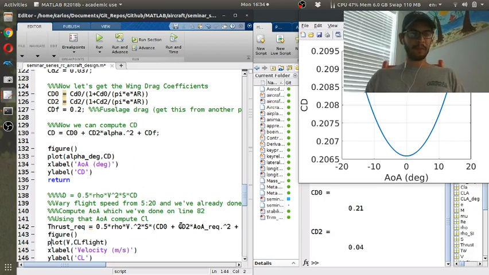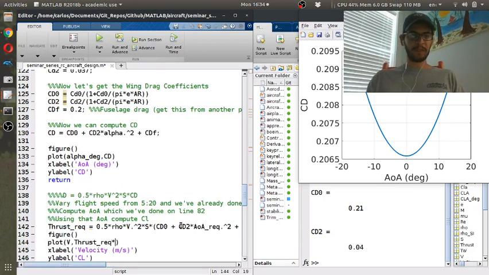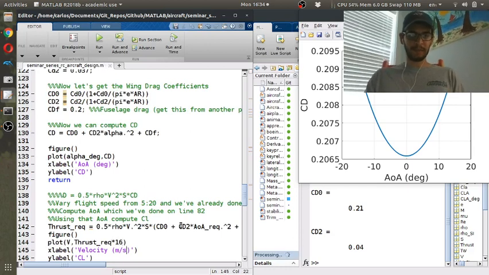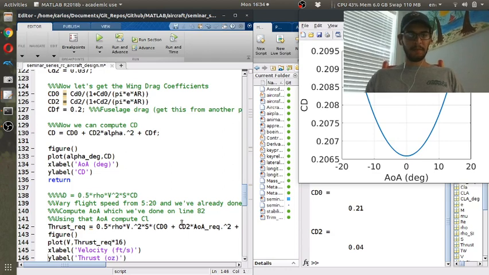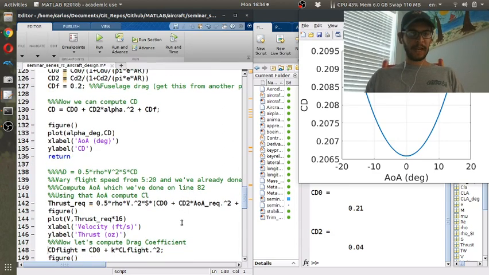And then I can plot velocity as a function of thrust required. And I'm pretty sure this is in pound force, so I'm going to do times 16 to get to ounces. And this is going to be in feet per second, and this is going to be thrust in ounces.